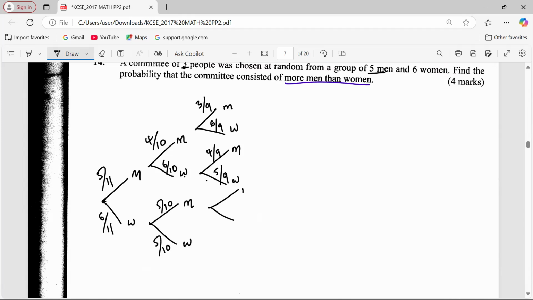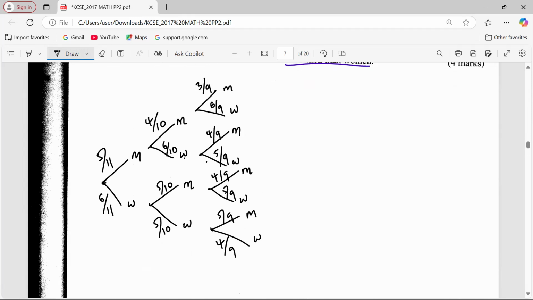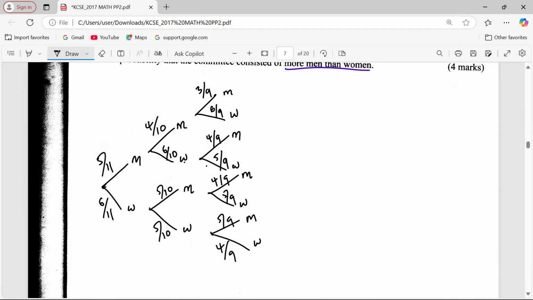At this point, we can also talk about man, woman. So picking a man again will go down to 4 over 9. So this will be 5 over 9. So that's how we list the probabilities. And finally, if we had picked a woman, we can pick a man or a woman again. Picking a man will be 4 over 9 and a woman 5 over 9.